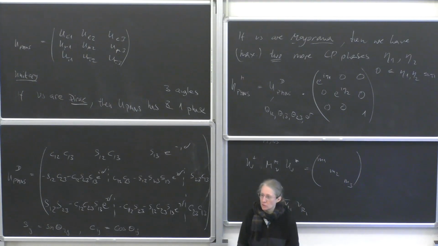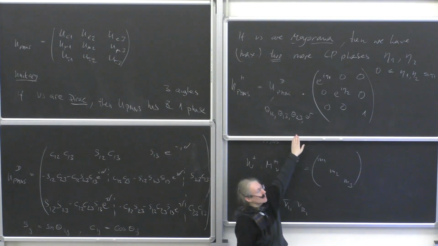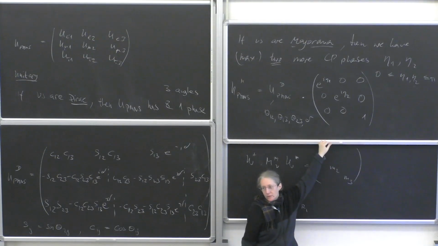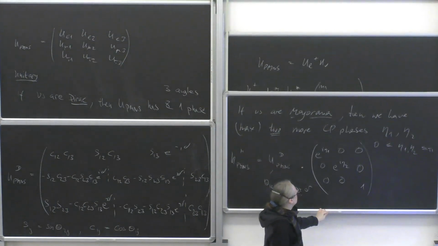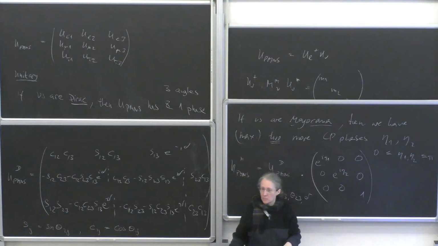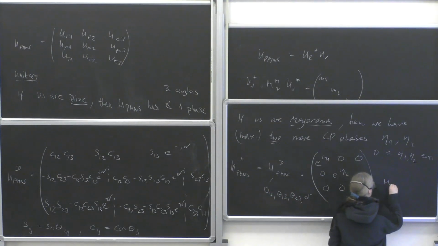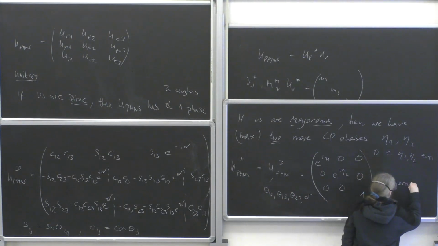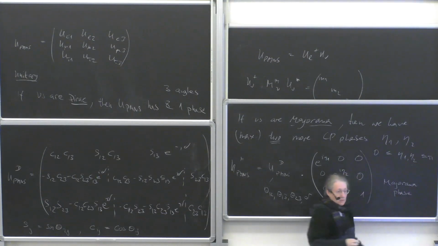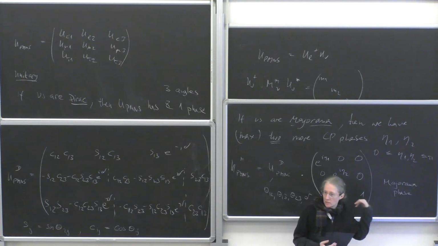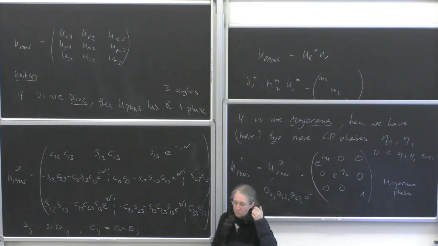So, shall we go on then with this, that you have to live with the fact that there are two more phases, right? And these phases, because they depend on the nature that neutrinos are Majorana, are called Majorana phases. So these are Majorana, just to distinguish from the Dirac phase: the delta is the Dirac and the etas are the Majorana ones.